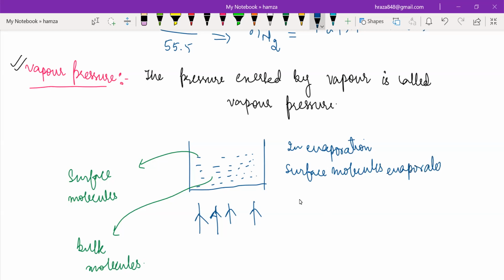Surface molecules evaporate. And why is it so? Because surface molecules have higher kinetic energy and also a low force of attraction. Basically, surface molecules have low force due to higher kinetic energy. That's why surface molecules evaporate. So please write it.